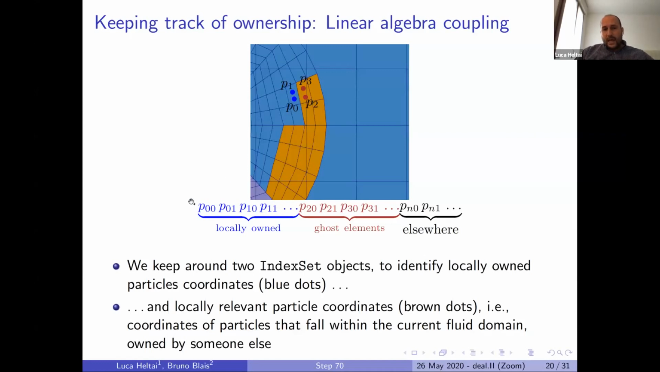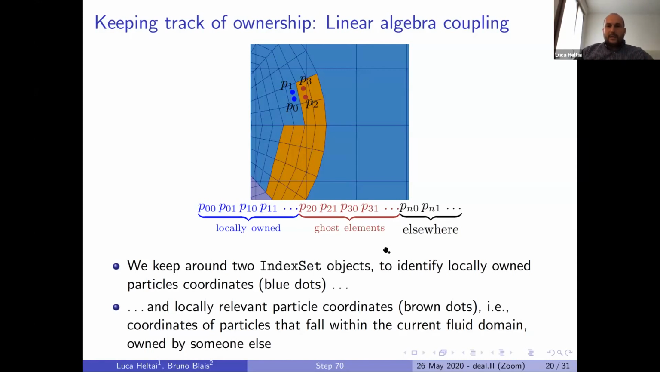For processor blue, which is the one that we have here, we store locally only the particles that are owned by processor blue. So these are the locally owned particles that you see here. And all particles that happen to fall on the same blue domain may be accessed through a ghost element. So we keep track of basically two vectors: one which is a read-write vector that contains only the locally owned particles, the blue ones, which we assume to be equally distributed between the processors because you created them starting from a parallel distributed triangulation in the first place.